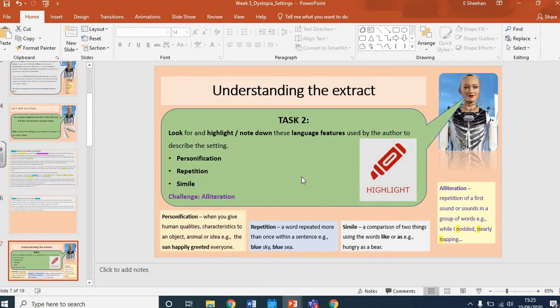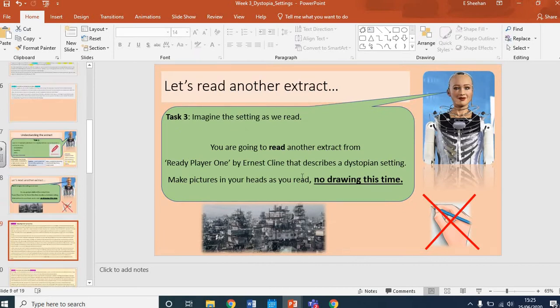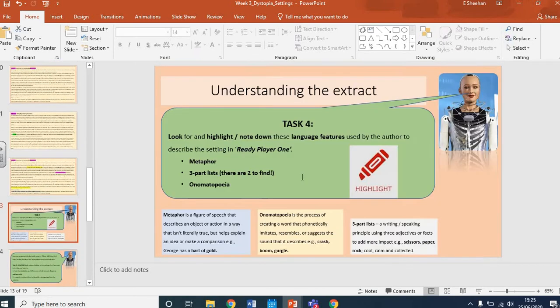Now what I'd like you to do is exactly the same: read through the second extract and look for these things. I would like you to look for a metaphor, a 3-part list, and onomatopoeia. See if you can find those.